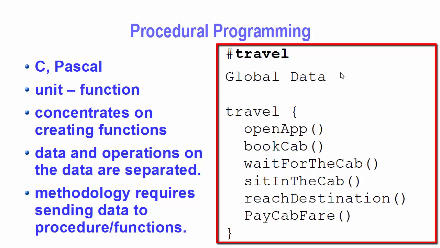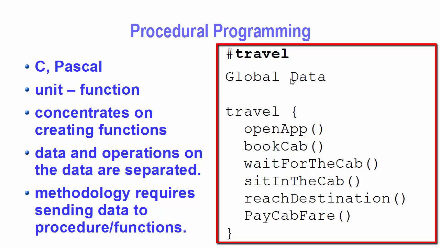From the point of view of procedural programming, what we do is create some global data structure which holds the data. For example, in case of a cab service, which cab service is it, which type of cab is it, and at what location this cab is standing. All these kinds of data we store in a data structure in a global environment.